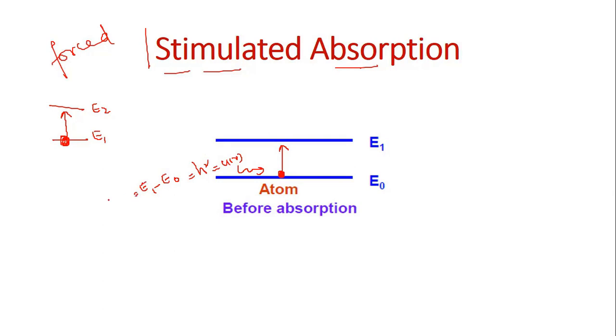This is also represented by the symbol delta E. If you provide this much energy to the atom in the ground state, the atom will absorb the energy and jump to the excited state. This phenomenon is known as stimulated absorption. And the probability that this atom can go from state 1 to state 2 is directly proportional to the energy density. If you remove the proportionality constant, it becomes B12 into U. What is B12? B12 is Einstein's coefficient of stimulated absorption.